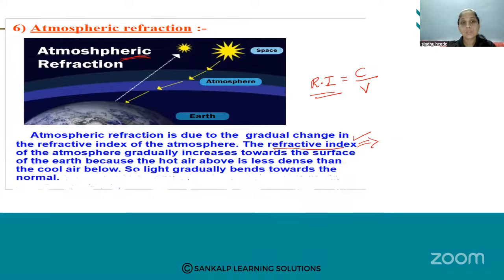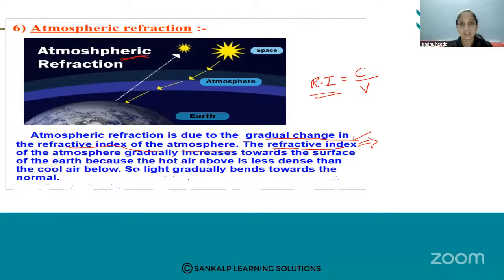Atmospheric refraction is due to the gradual change in the refractive index of the atmosphere. Why does the refractive index gradually change? This is mainly due to the difference in the temperature and density of the air present in the layers. Due to that, the refractive index is continuously varying in different layers.